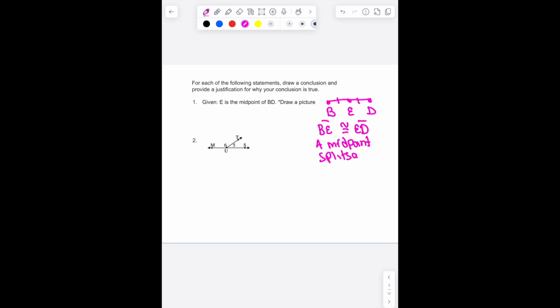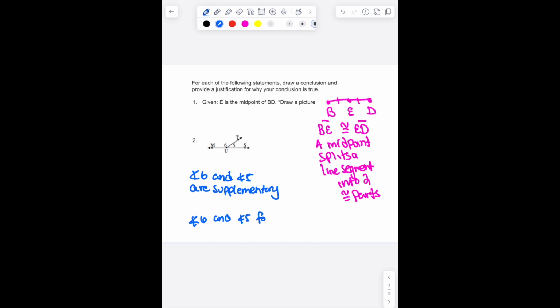splits a line segment into 2 congruent parts. For number 2, I can say angle 6 and angle 5 are supplementary. I can also say angle 6 and angle 5 form a linear pair, because not only are they supplementary, but they're also adjacent. They're touching each other.